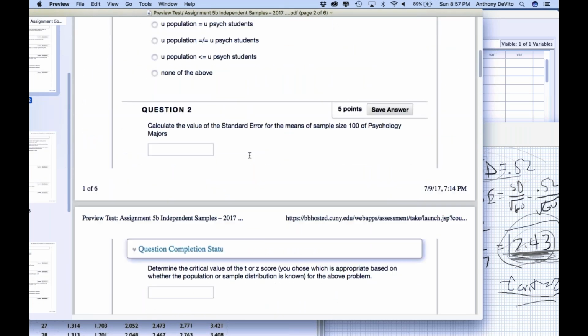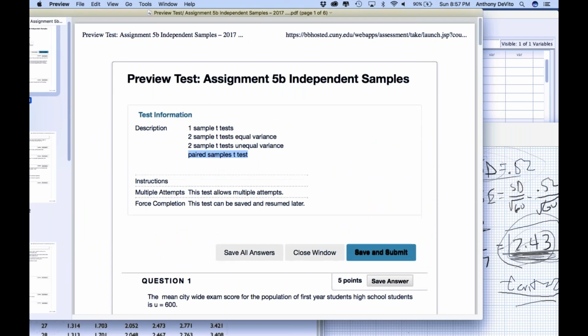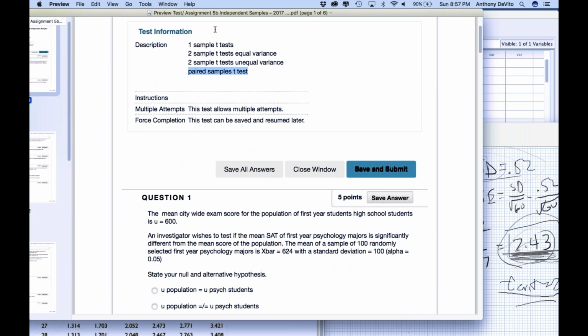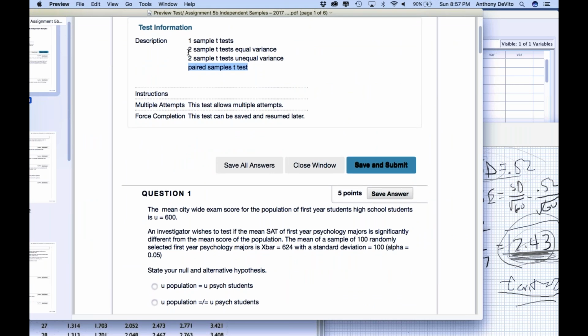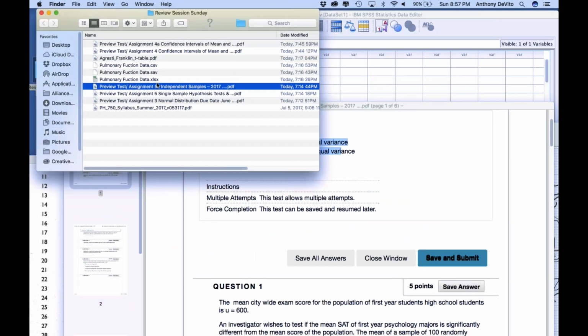Let's see if I have... I don't think I have data available right now for paired samples. But when we're dealing with two sample t-tests, there was a form that I gave you guys, a document that outlined... Let me see if I have it here.